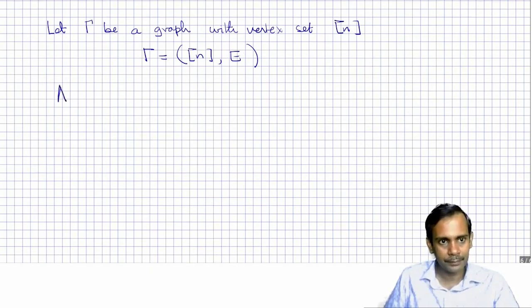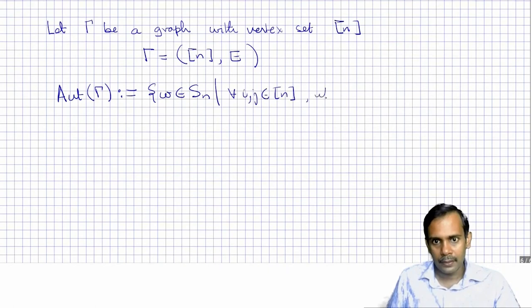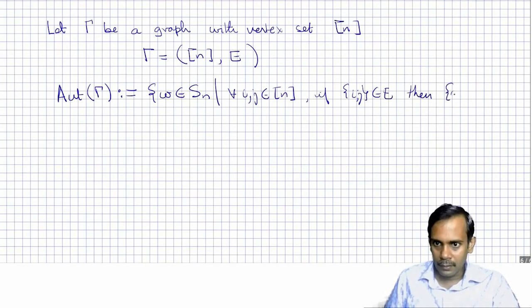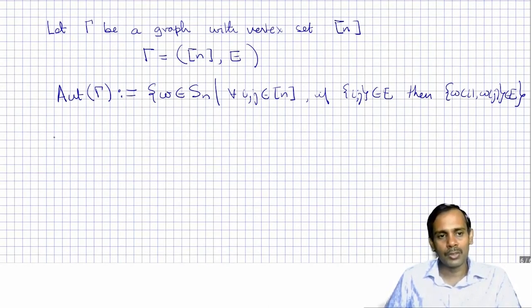Then Aut(gamma), the automorphism group of gamma, is defined to be the set of those permutations w in Sn such that for all i, j in N, if ij is an edge, then w(i) w(j) is also an edge. Okay, and this construction allows you to construct a large family of subgroups of permutation groups.